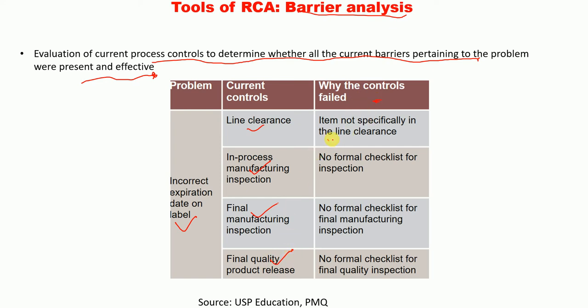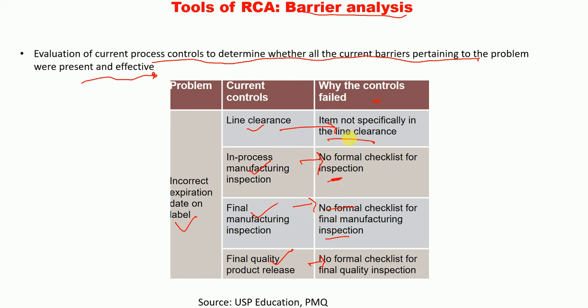Because the item was not specifically in the line clearance. Okay, so here, items were not specifically in the line clearance in the process manufacturing instruction. So there is no formal checklist for the inspection. That's why the control failed. Final manufacturing inspection: why is there no formal checklist for final manufacturing inspection? That's why the control failed. And final quality product release: it can happen that there are no formal checklists for final quality inspection. That's why the controls failed.